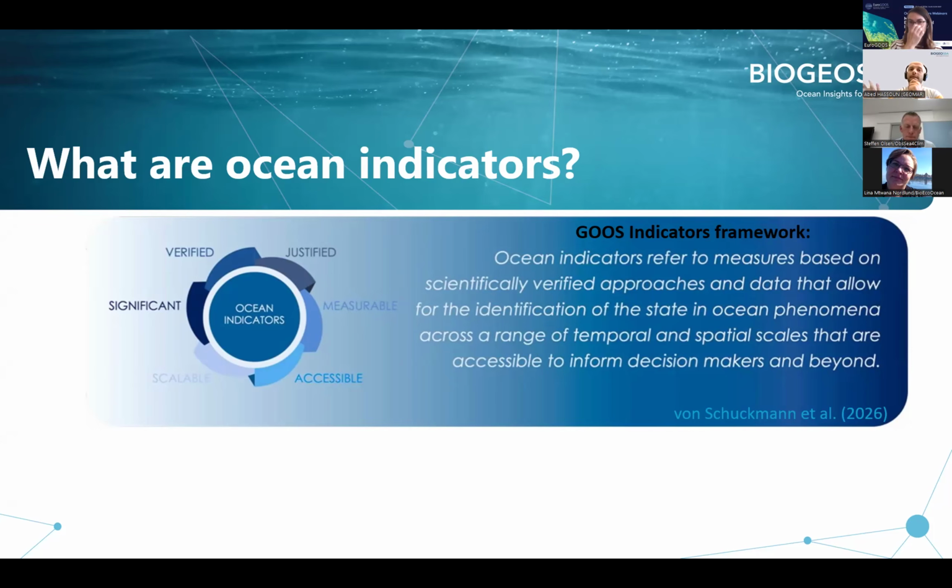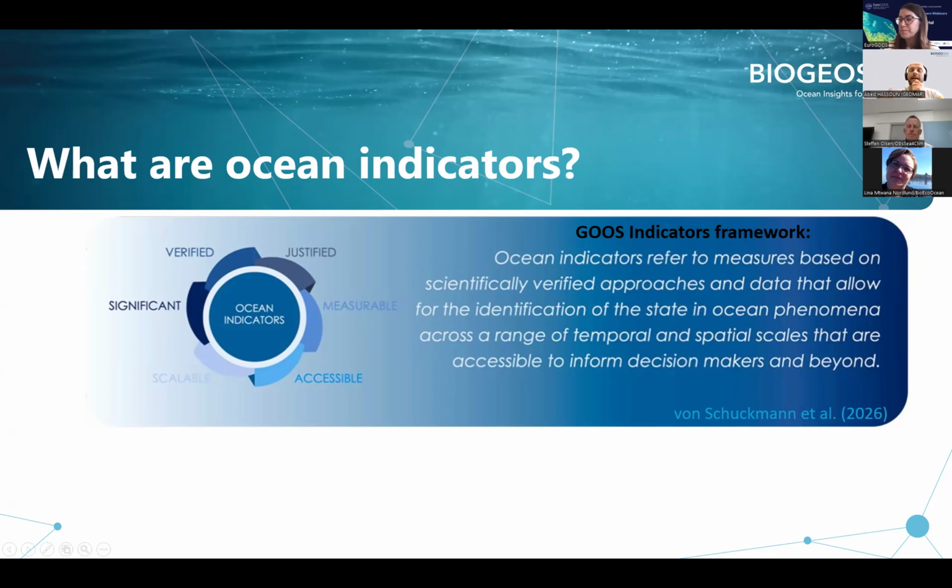So, to be brief, we are following this specific framework or definition: ocean indicators refer to measures based on scientifically verified approaches and data that allow for the identification of the state of ocean phenomena across a range of temporal and spatial scales that are accessible to inform decision makers and beyond.